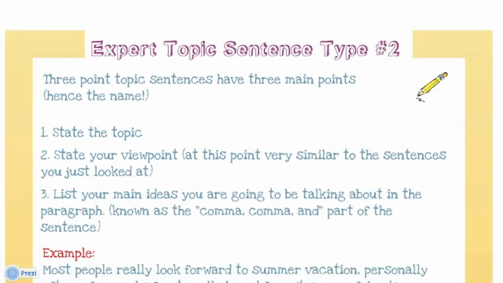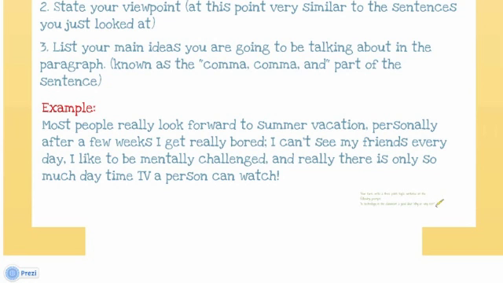So I've got one example here for you to see. And again, you can write down any of these examples if you think it's going to help you. Most of the time, I just want you to write down the steps so that you know the different types of sentences that you can do. All right, so example. Most people really look forward to summer vacation. Personally, after a few weeks, I get really bored. I can't see my friends every day. I like to be mentally challenged. And really, there's only so much daytime TV a person can watch.